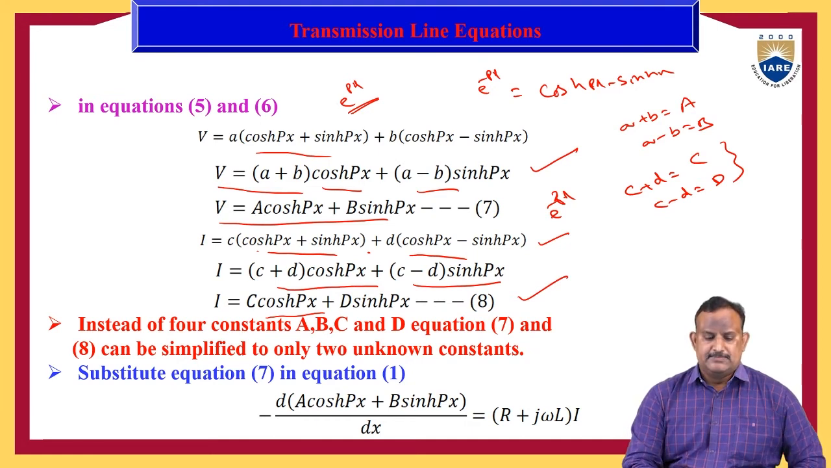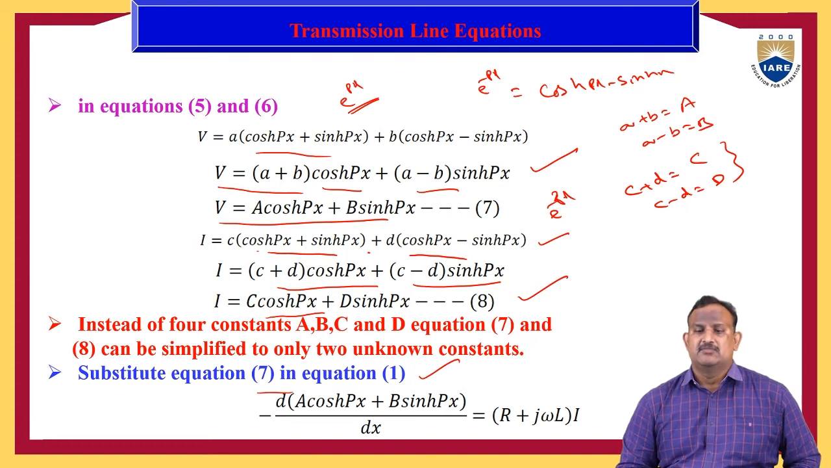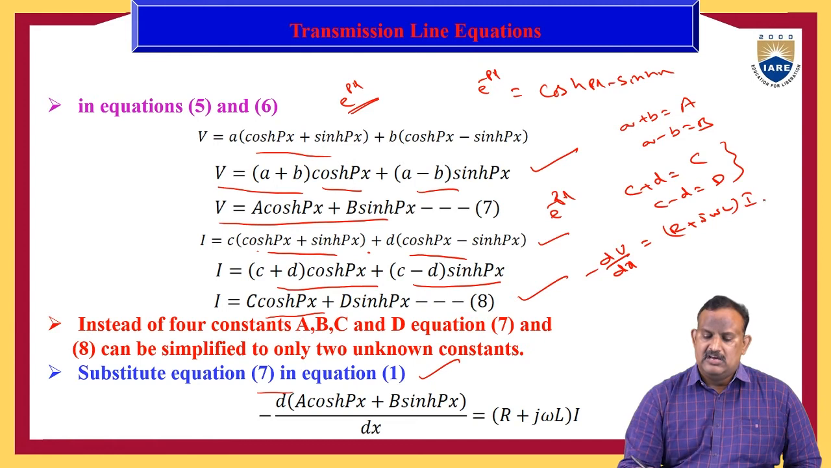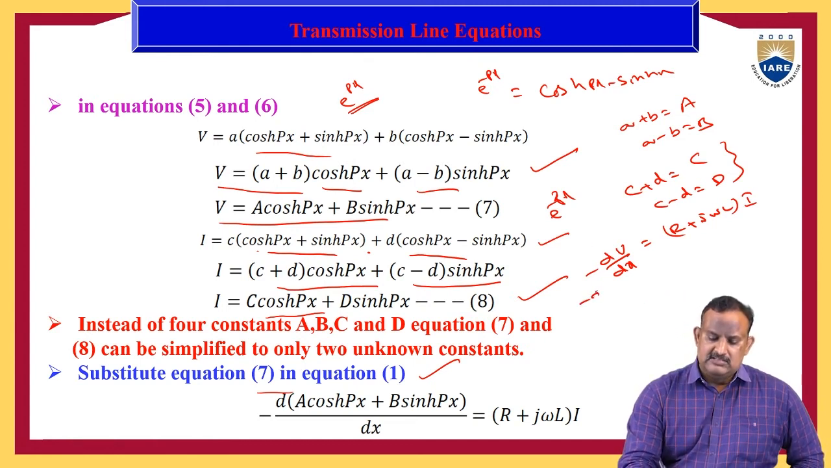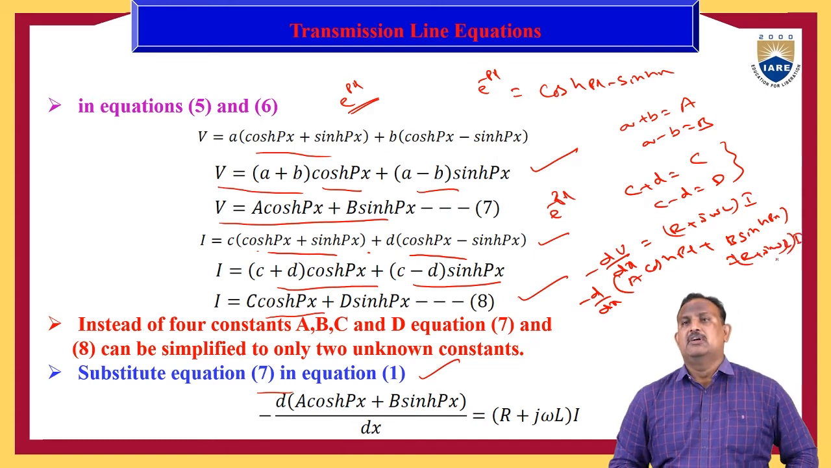To do that, substitute equation 7 in equation 1. So, what is equation 1? It is minus dV by dx is equal to (R plus j omega L) into I. In place of V, here I am writing: minus d by dx of (A cos hpx plus B sin hpx) is equal to (R plus j omega L) into I.